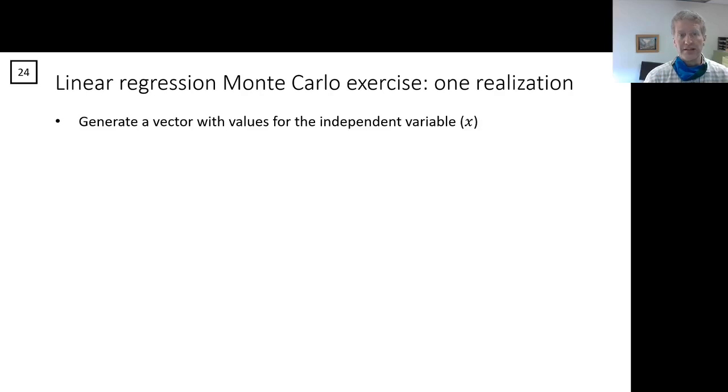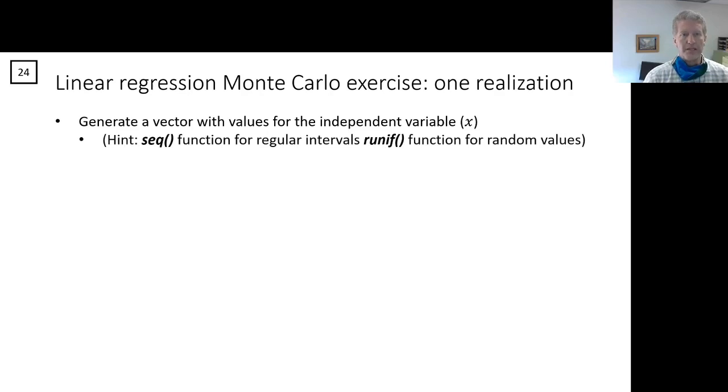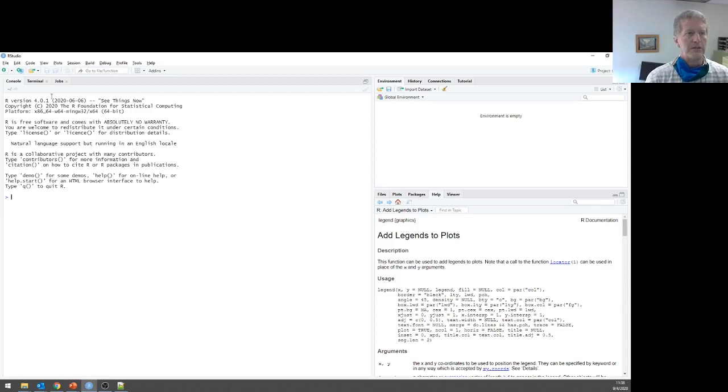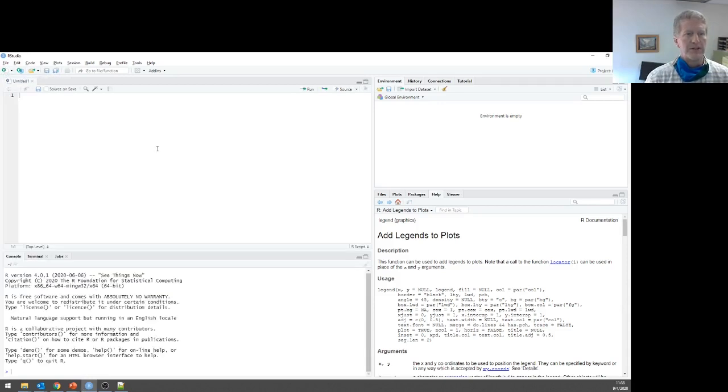So in order to do that, the first thing we do is make a vector of values that's going to represent the values for our independent variable, for our experimental units. And we can use a couple of different functions to do that, depending on the nature of those values that we want. So a straightforward thing to do, I'm going to start a new R script here, would be to just use equal intervals for that value.